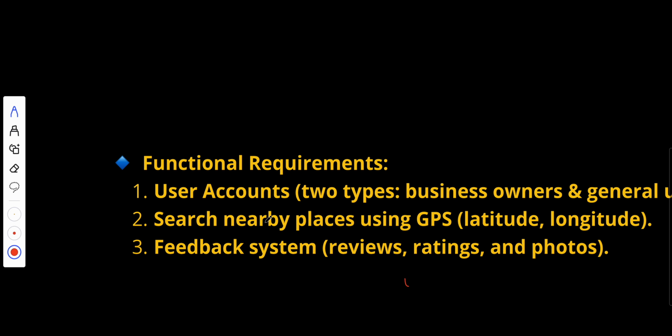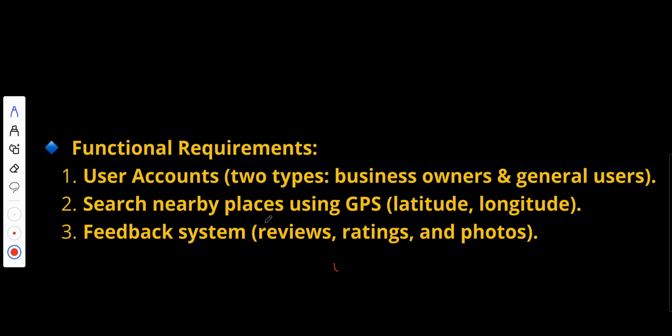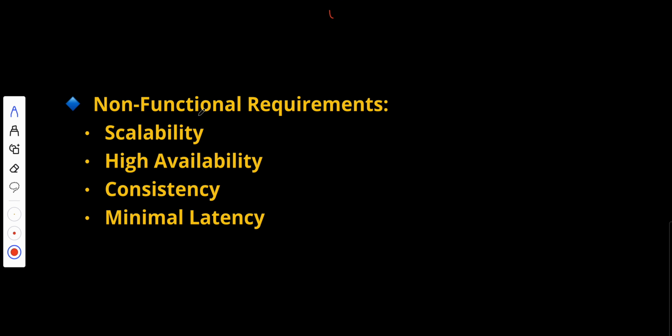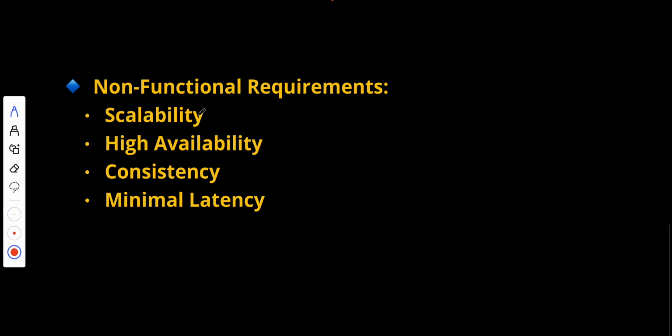So in the functional requirements, we need to give the ability to create a user account. We have two types: business owners and general users. We need to add searching nearby places using GPS, like latitude and longitude. We need to have a feedback system like reviews, ratings, photos, etc. In the non-functional requirements, we need to make our system scalable, highly available, consistent, and very low latency. So, how can we do that?